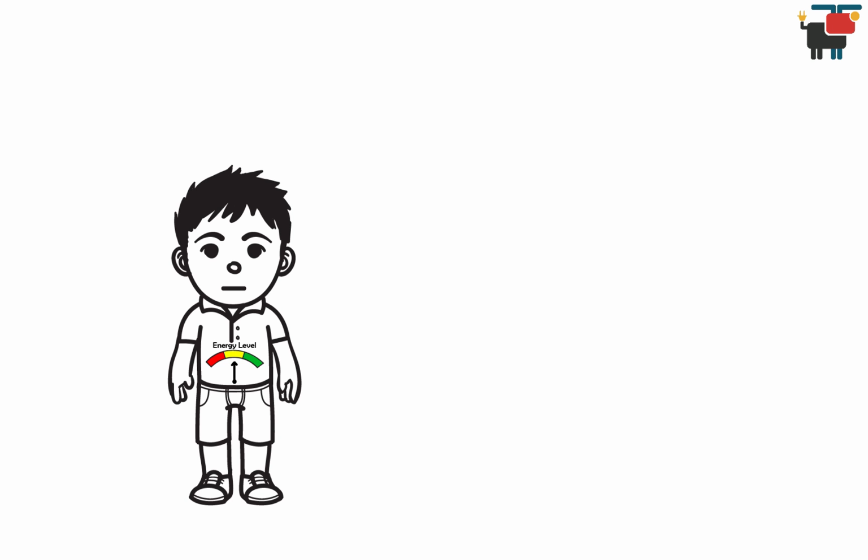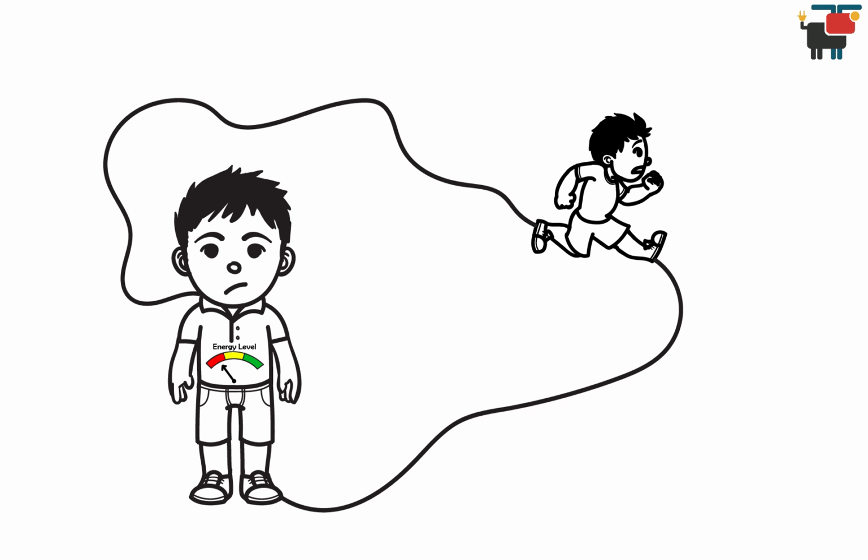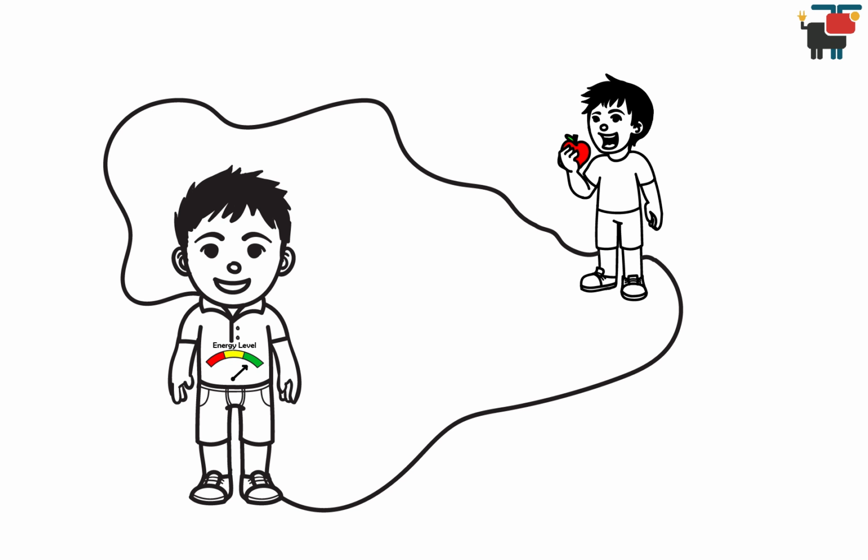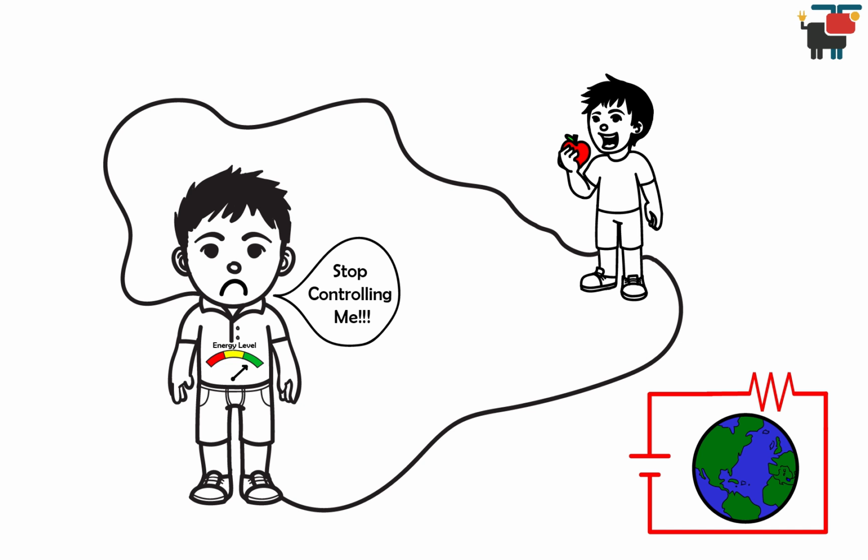How would you feel if your level of energy depended on your friend's actions? If he runs, you feel tired, and if he eats, you're energized. Your drive to do things is completely out of your control. This, of course, is not a realistic situation. But when we move to the electric world, we find components that exhibit exactly this behavior.